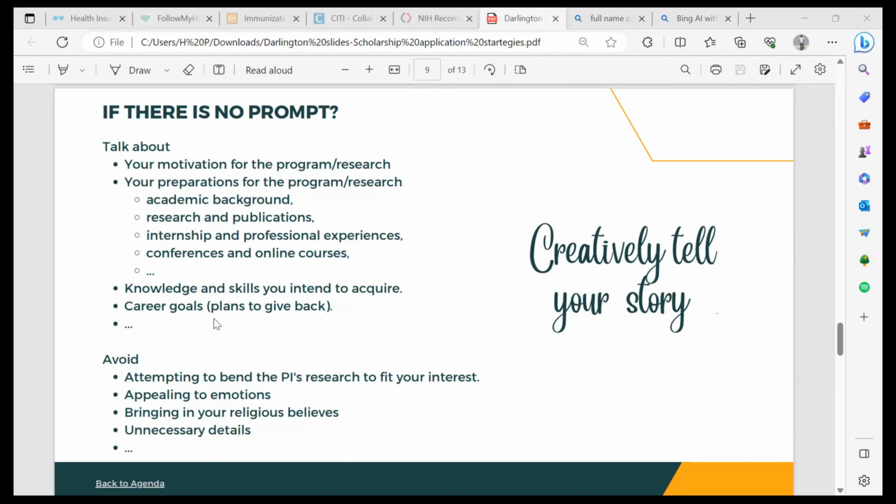So these are things you can talk about generally, and there are things you need to avoid in your statement of purpose. Don't attempt to bend the PI's research to fit yours. I think I've already discussed this extensively.